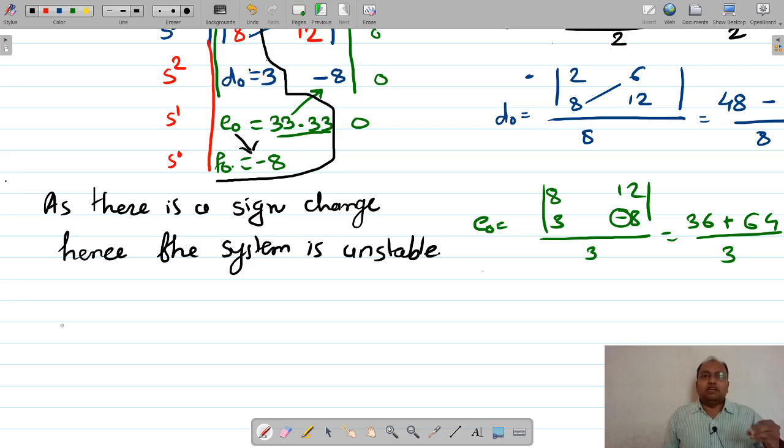or else you can go for putting 1 by z instead of s. So at the place of s you are going to put 1 by z, and then you can solve that as usual as we used to solve for Routh Hurwitz criteria. So that is the second case.